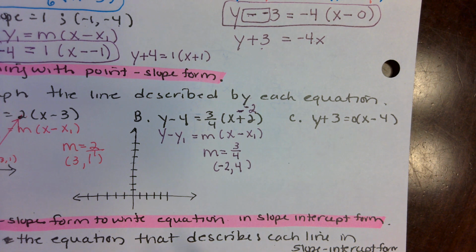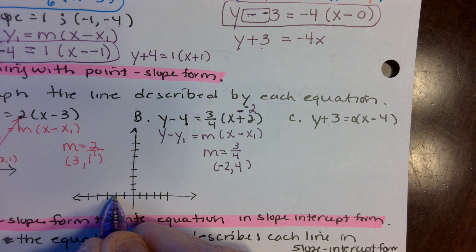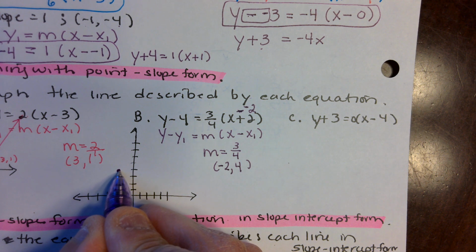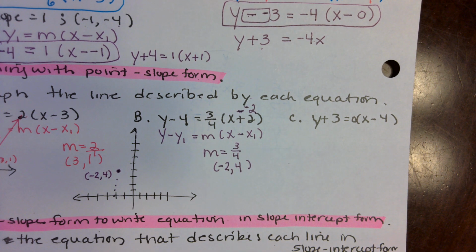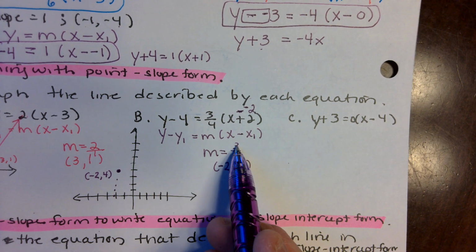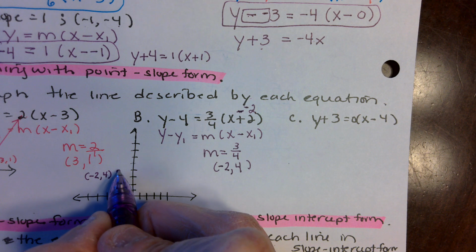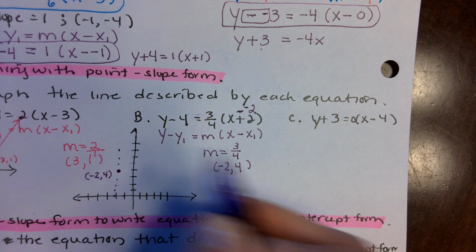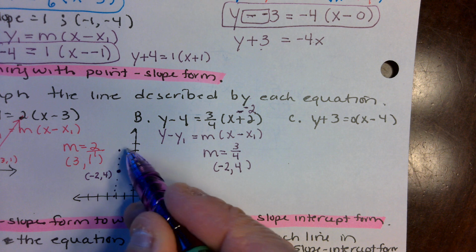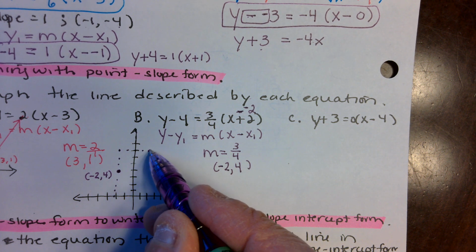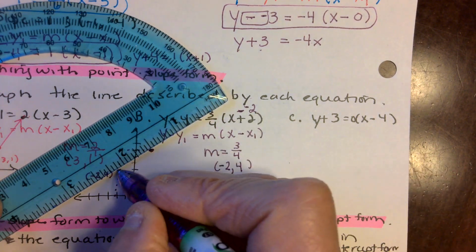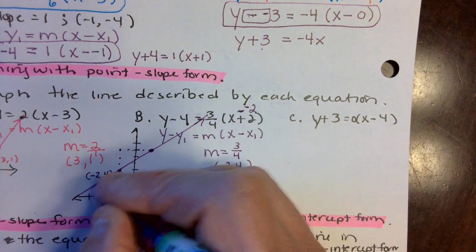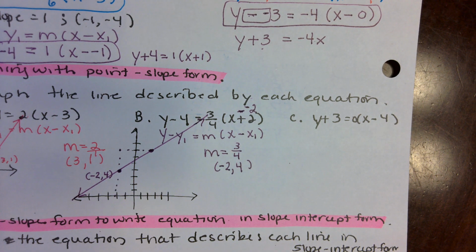All right, so let's plot the point, -2, 4. -2, and then up 4. And now from that point, not from the origin, from that point, we're going to do rise 3, run 4. Okay, ready? Rise 3, 1, 2, 3, and run 4. 1, 2, 3, 4. And now we grab your straight edge. There you go.